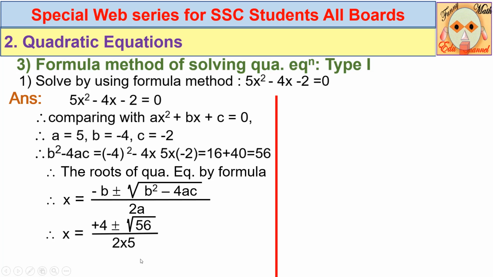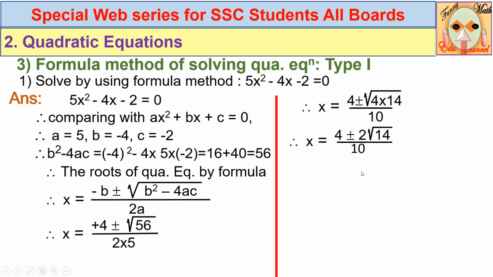Now we are going to simplify this. You know 5 2s are 10, that you can simplify, and 56 is a number you have to split in such a way that you get the square root of one number. So we have the step x is equal to 4 plus or minus under root 4 into 14, because the square root of 4 can be taken as 2 outside the root sign. So in the next step we can write 4 plus or minus 2 into root of 14 divided by 10. In this way you get this.